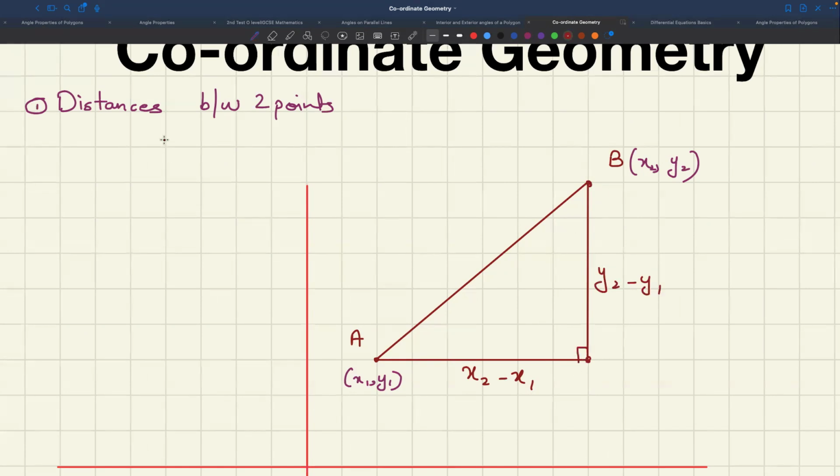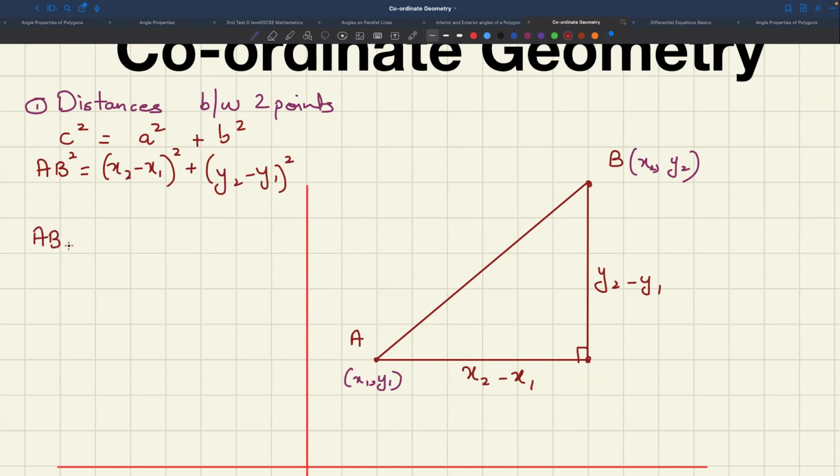So this distance AB, when we apply Pythagoras theorem, we will say AB square is equals to A square. In place of A I take x2 minus x1, and Pythagoras theorem is right, and in place of B we are applying the same formula, C square equals to A square plus B square. It will be a very quick revision of what you have already done in your O levels, and then we'll go directly to the questions. So this is how you find the distance. This is how you use the formula.